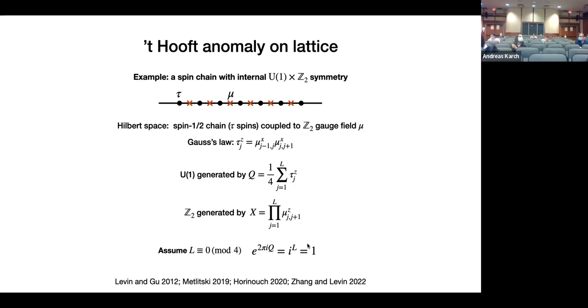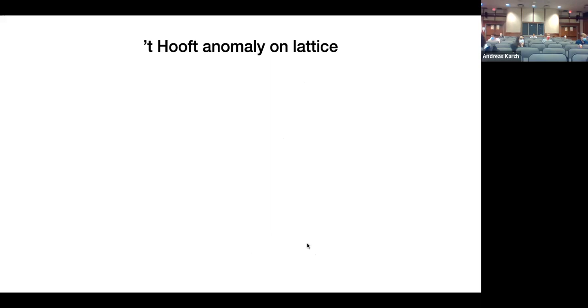And in a way, it's actually a simple one because we start from a spin chain of tau with a U1 symmetry, and we gauge a Z2. And when we gauge Z2 symmetry in 1 plus 1D, as I'm sure many of you know, you actually get a new Z2 symmetry, which is the X here. And these two symmetries have a mixed anomaly. So how do we see that on the lattice?